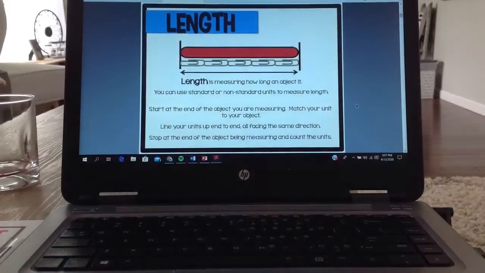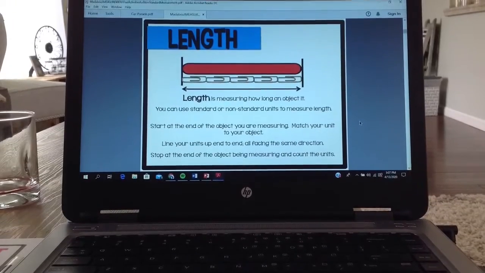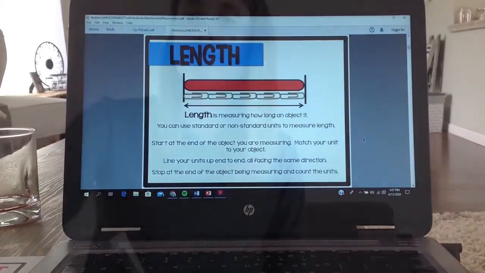Well, this week we're actually going to be talking about how to measure length. And before we really get into that, we really need to know what is length. Length is measuring how long an object is. Now that we understand that length is measuring how long something is, I want to introduce you to some vocabulary words that I know you've used or heard before, but maybe had never thought about as measuring the length of something.